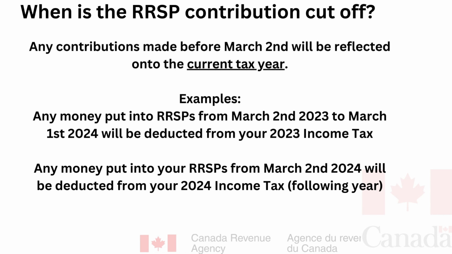So in this example, we are in the year 2024, and you have until March 1st, 2024 to put money into an RRSP account. That money becomes tax deductible, so you'll get a tax refund on your taxes for the previous year, which is 2023. In the other example below, any money put into your RRSPs from March 2nd, 2024 will be deducted from your 2024 income taxes. So it would not show up in the previous year's income taxes because you've missed the cutoff.